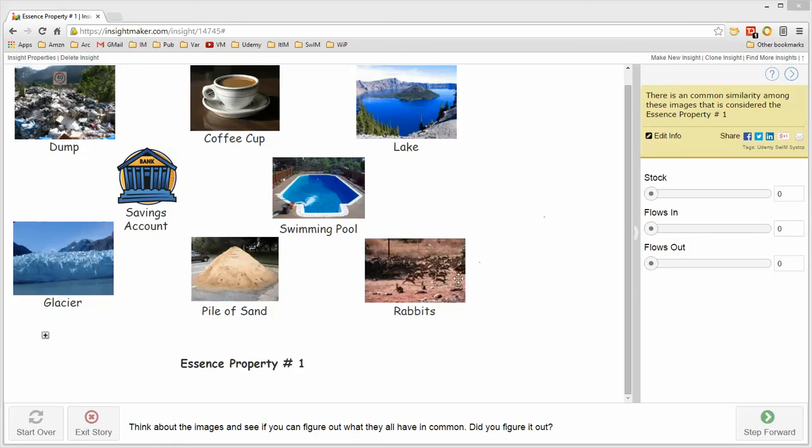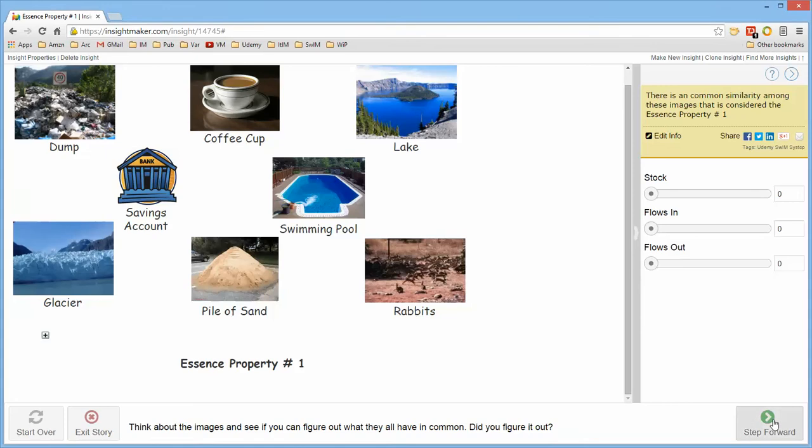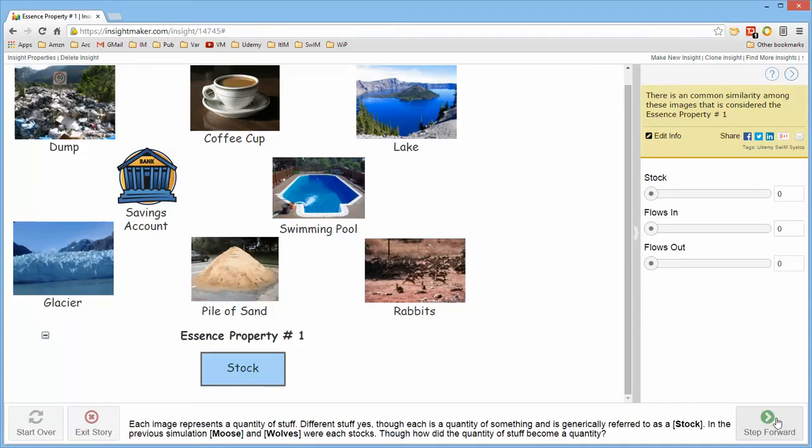The rabbit population develops based upon birth, and the population declines based upon death. The water in the pool increases based upon someone filling it. It decreases based upon evaporation or people actually being in the pool and taking water out with them as they leave. So we can go ahead and represent that quantity of stuff by something called a stock.